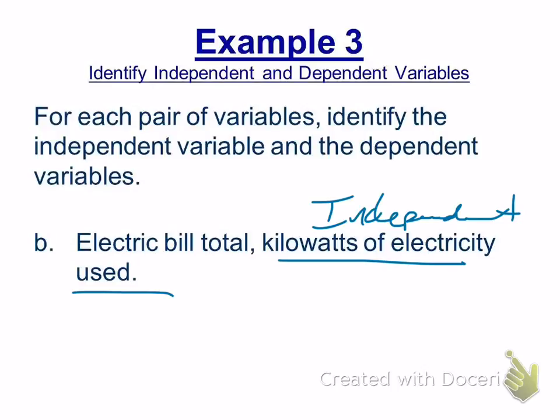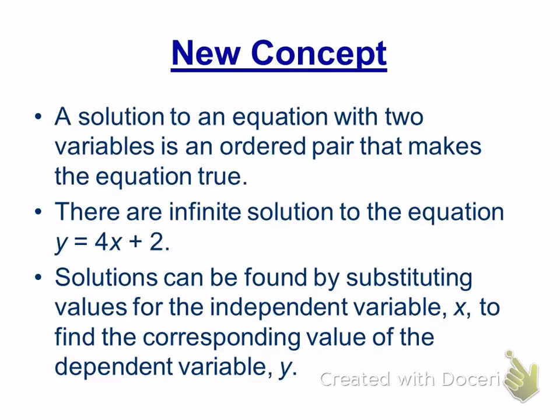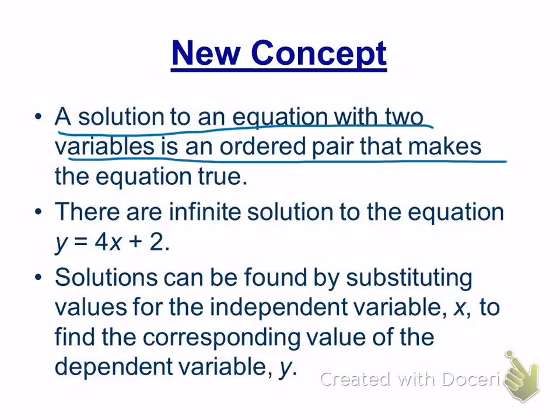Okay? Now, if we have a relationship for x and y, a solution to an equation, this new concept here, very important one, by the way. This first statement, don't write it down yet. A solution to an equation with two variables is an ordered pair that makes the equation true. Okay, so if we have two variables, we've got ordered pairs that make it true.